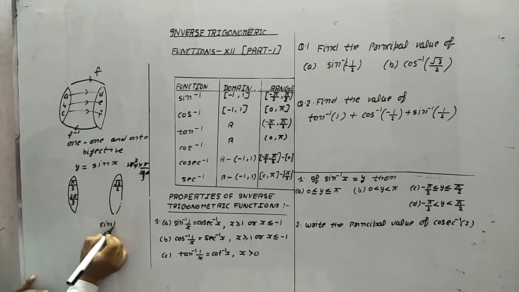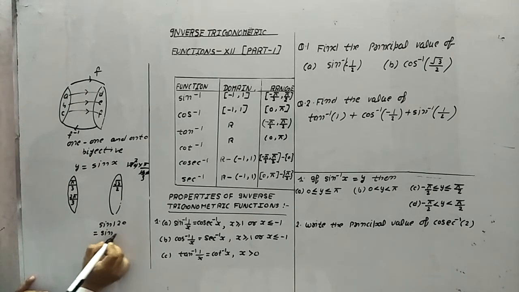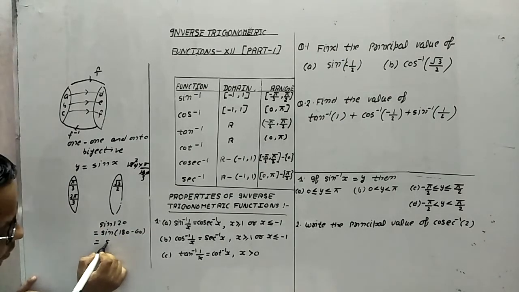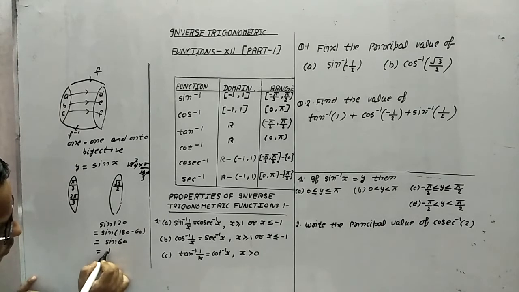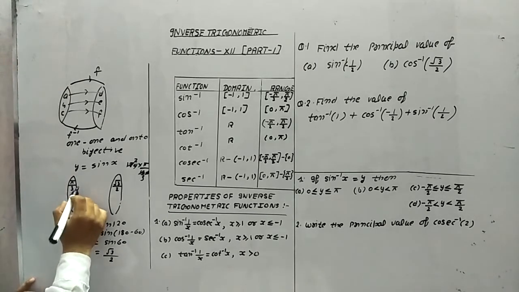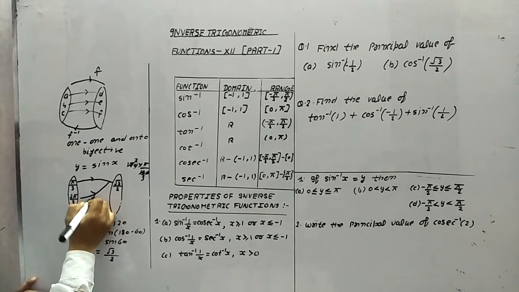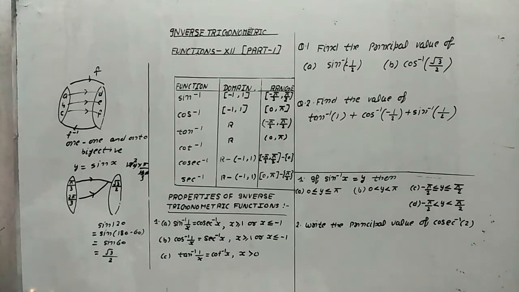Then 2 pi by 3, if you calculate this, you know in trigonometry, look at this thing, sin 120. Sin 120 means sin (180 minus 60). Sin (180 minus theta) means sin theta. And sin 60 is root 3 by 2. It means the image of this one is root 3 by 2 and the image of this one is also root 3 by 2. So what we are observing, in normal situation, any trigonometric function is not invertible. Look at this thing, what we are observing, this is not 1-1. If this is not 1-1, it means this is not invertible.